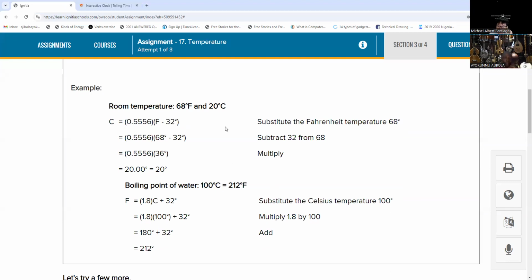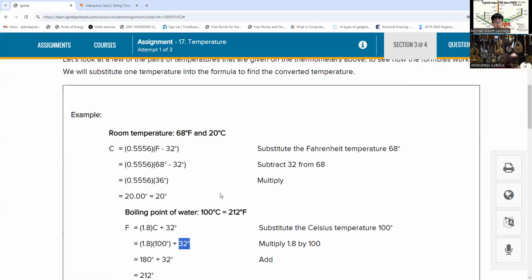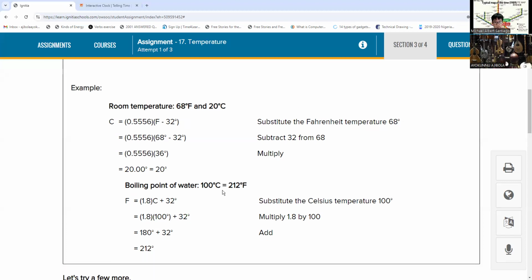Then if we are going to Fahrenheit, whatever temperature we're given, like the 100 degrees C, then we can multiply by 1.8, then we add 32. So that's the formula to use for the two conversions. Is that clear? Yes.